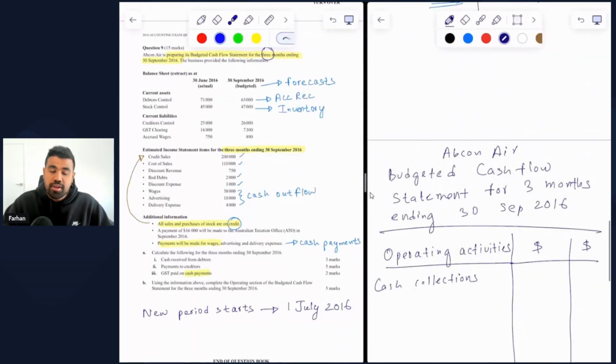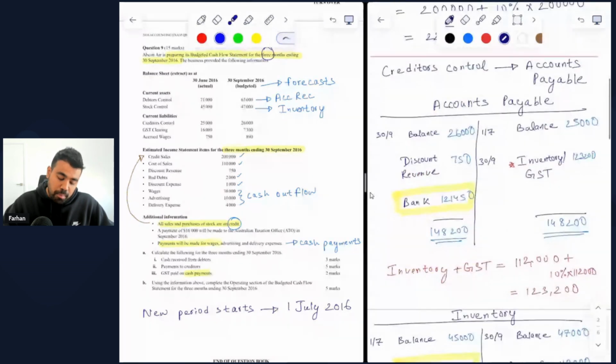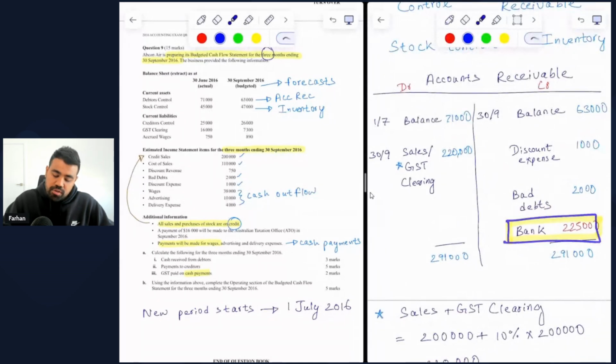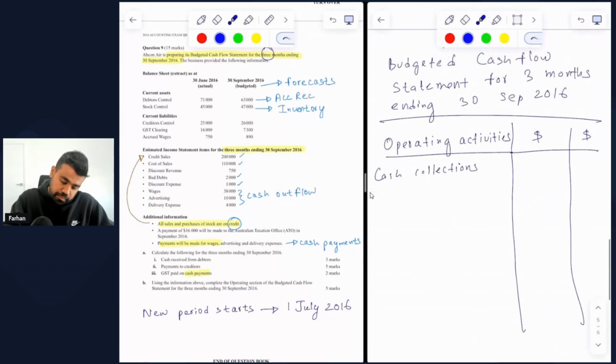If you remember, today at the very beginning, we prepared the accounts receivable ledger account, and the main purpose of preparing that was to find the cash that we have collected or received from our debtors, and that was $225,000. So let's include that within the operating activities section.